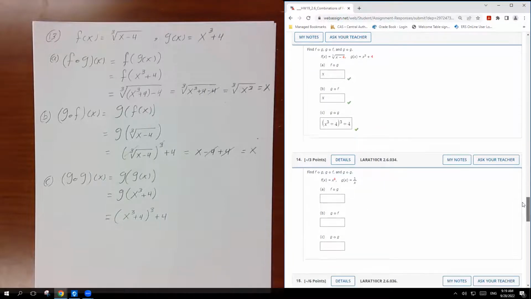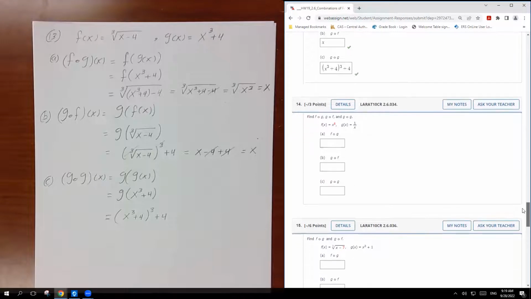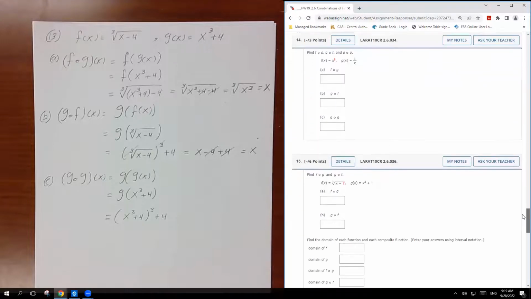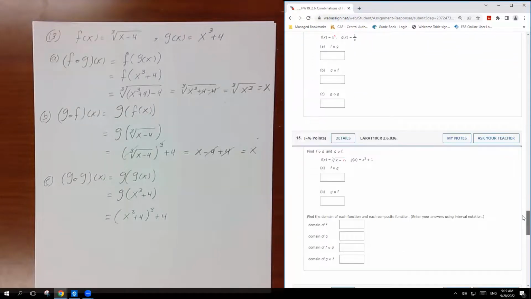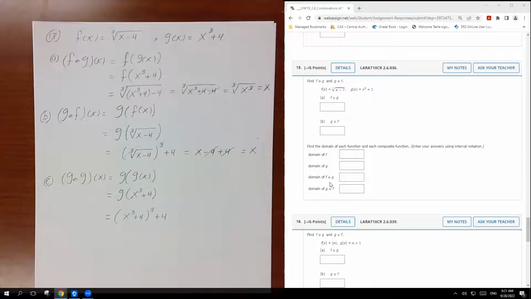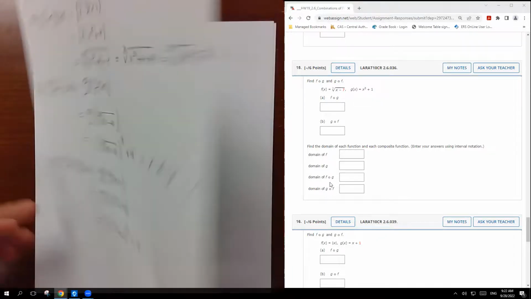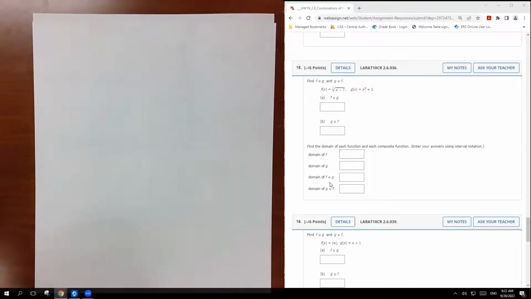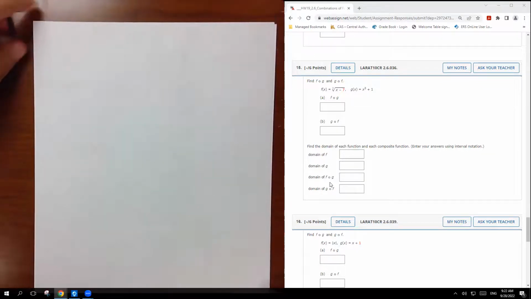The same thing with example 14. The same thing with example 16. No, example 15 is a little bit different. It's the same way, but they're going to ask you for the domain and the range. So let's work on this one. So example 15. Let's check how we're going to solve it.